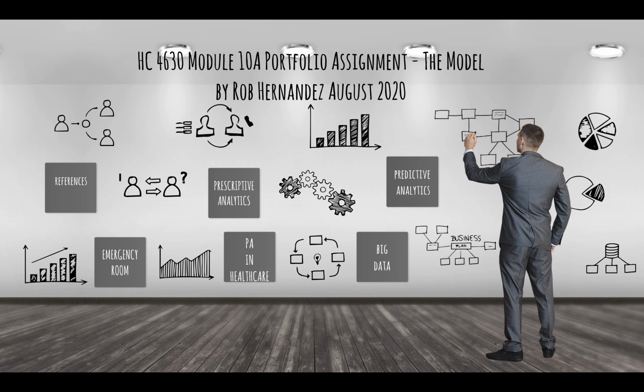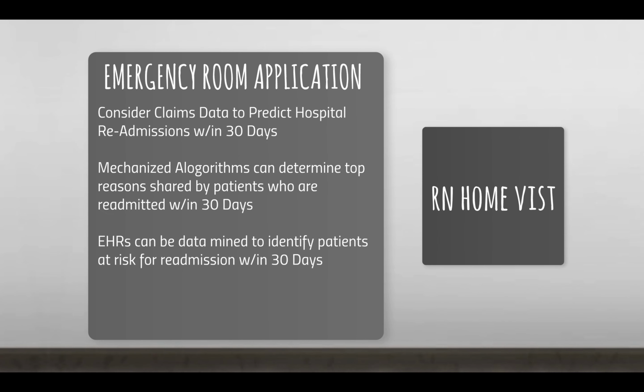How does this apply, for example, in an emergency room? Let's say you have an emergency room that wants to consider claims data to predict hospital readmissions within 30 days. Well, there are mechanized algorithms that can determine top reasons that are shared by patients who are readmitted within 30 days, and electronic health records can be data mined to identify patients who are at risk for readmission within 30 days. All right, so you know that.